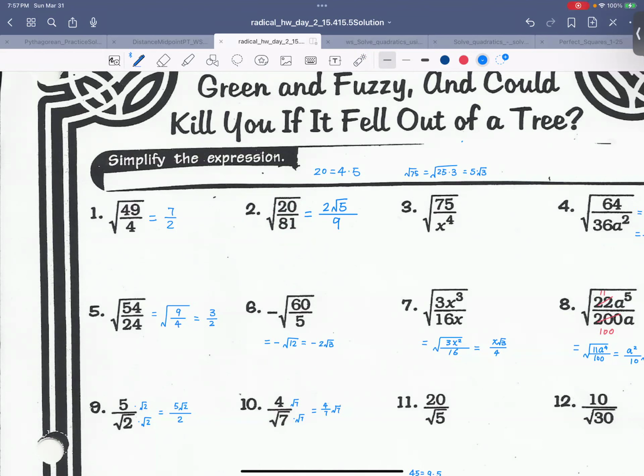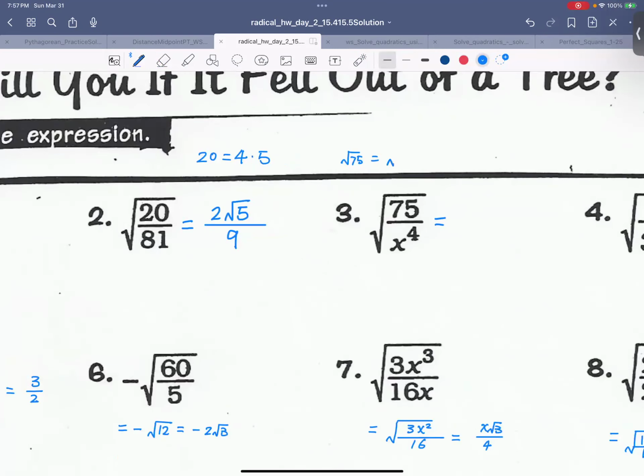Okay, very good. Now, square root 75. 75 is a who by who? See, 7 plus 5 is 12, so this number is divisible by 3. You see?